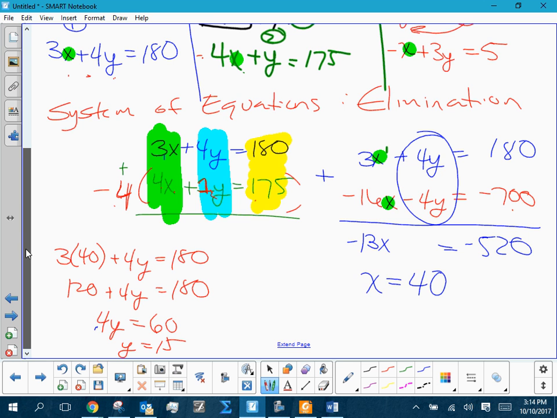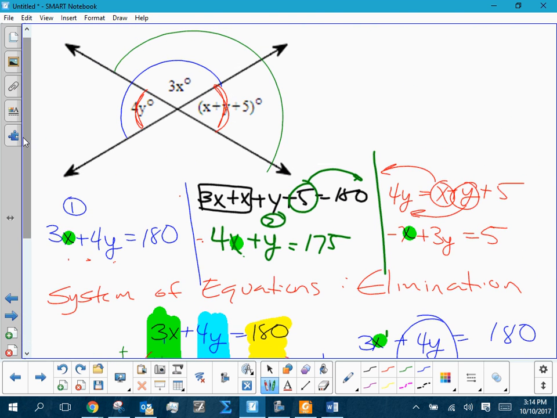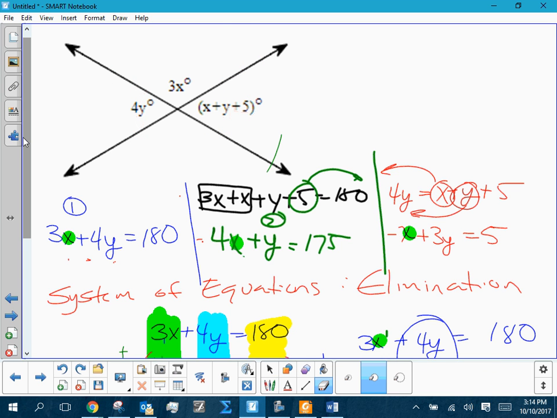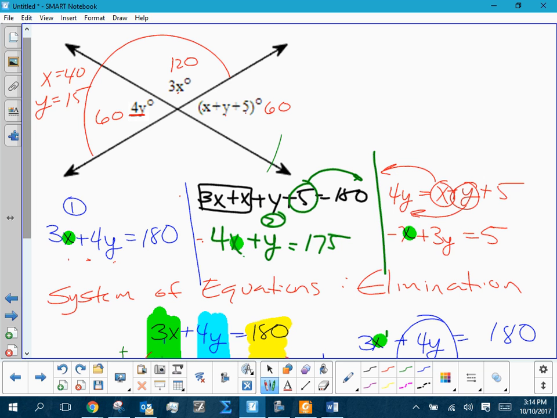Okay? You should always have a built-in check. And it usually comes back to the picture. If x was 40 and y was 15, can I plug in 15 here and get 60? Okay? Plug in 40 plus 15 plus 5 gives me 60. Plug in 40 here gives me 120. And what do you know about 60 and 120? What do they add to? 180. What about that 120 and 60? 180. What about those two numbers? They're the same. And those are the built-in checks.